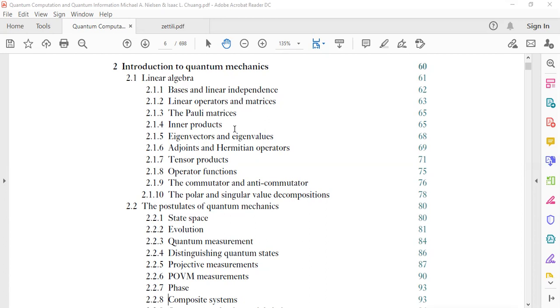I also believe we have the right choice of chapter to begin with, because we are going to start with chapter 2, which deals with quantum mechanics. We are studying quantum computation and quantum information, and all the ideas in this field are based on the principles of quantum mechanics. So beginning with quantum mechanics is the right choice.